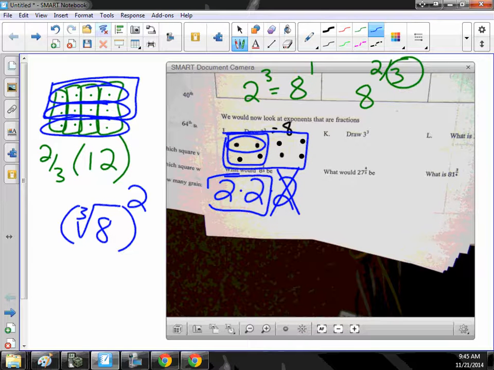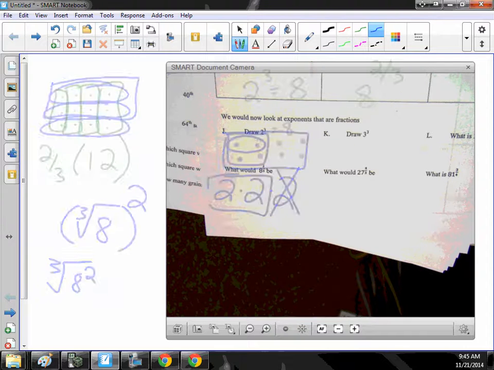Or you could actually do it this way too. You can square 8 and then take the cubed root, which is kind of interesting. The cubed root of 8 is 2, and 2 squared is 4. 8 squared is 64. What is the cubed root of 64? What times itself is 64? 4. So it works both ways. Whether the squared is on the inside or the outside, you get 4 in either case. All right, next problem.